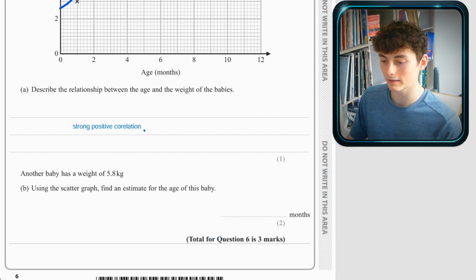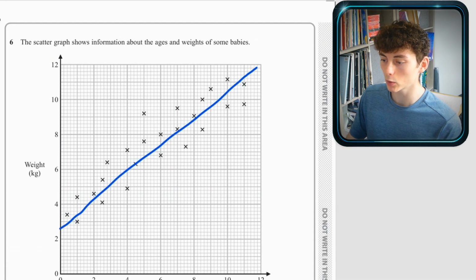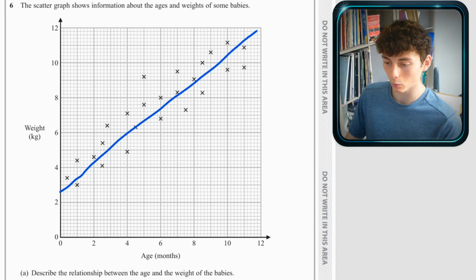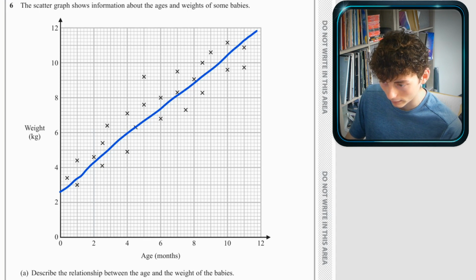Okay, we've also got a part B to this question. Another baby has a weight of 5.8 kilograms. Using the scatter graph, find an estimate for the age of this baby. So what you'd have to do is draw a line of best fit, which I've already done actually, and I think, yeah, that's a fairly accurate line of best fit. And we look where 5.8 is on the weight. So there's 5 there. So 5.8 will be about there.